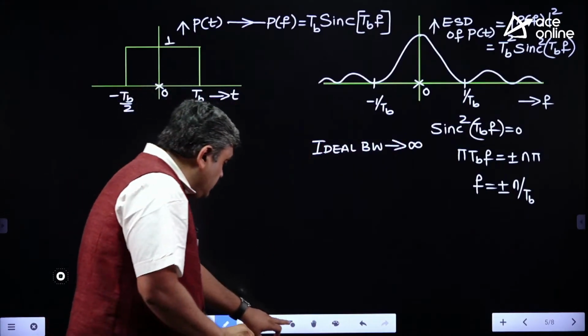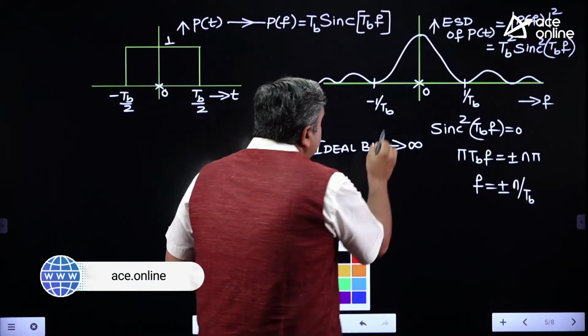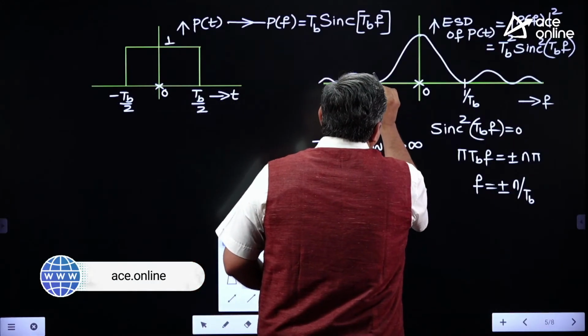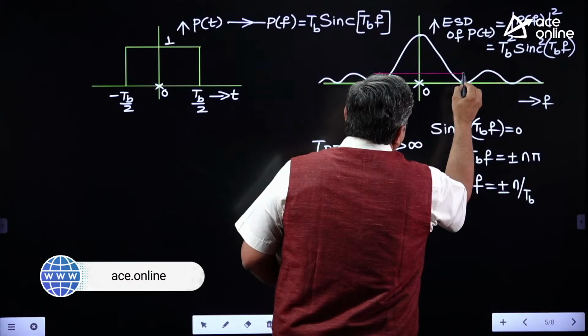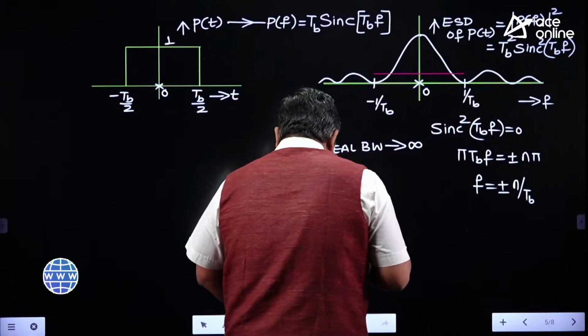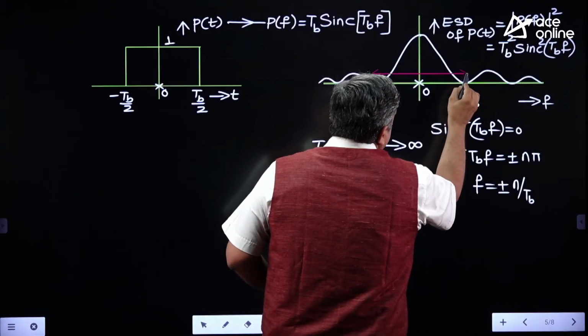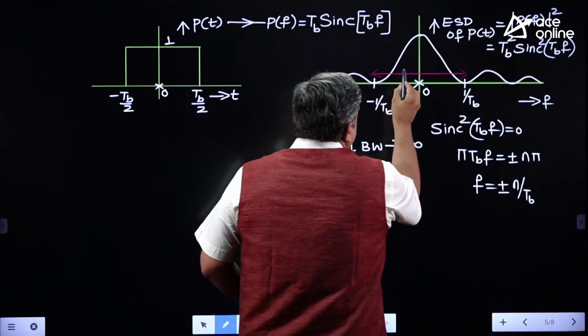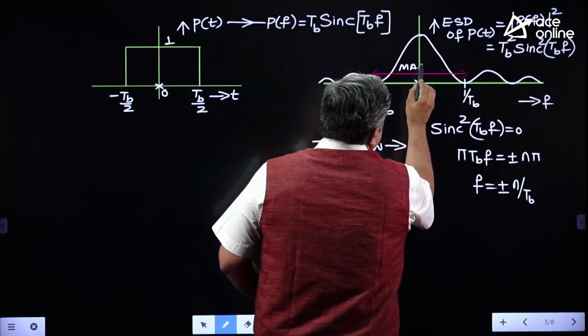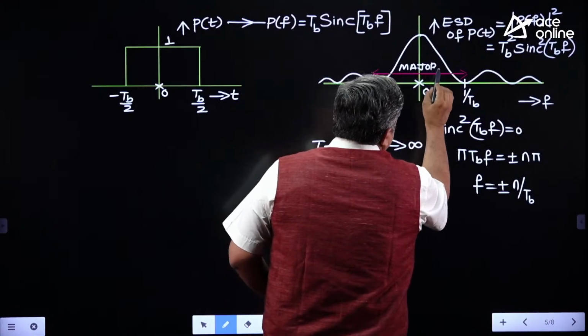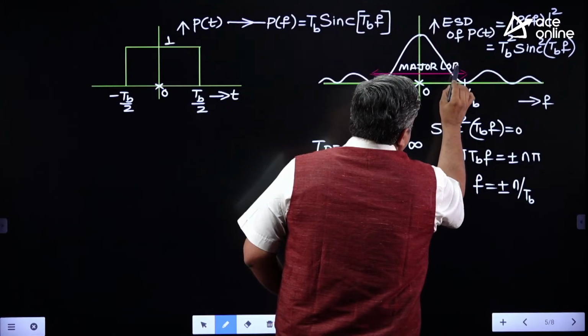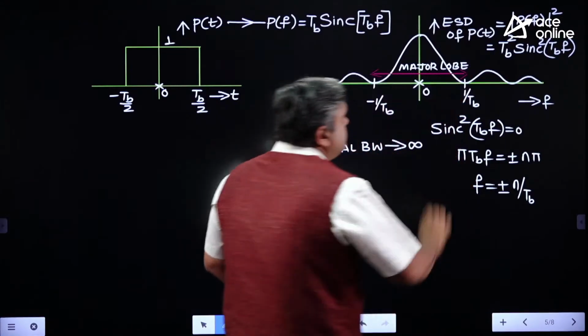So what you are doing to limit the bandwidth? We take the pulse only in the duration of this major lobe. Is it correct or not? This indicates your major lobe. Major lobe always constitutes 98% of total signal energy. So what you are doing? You are restricting your spectrum only to major lobe.